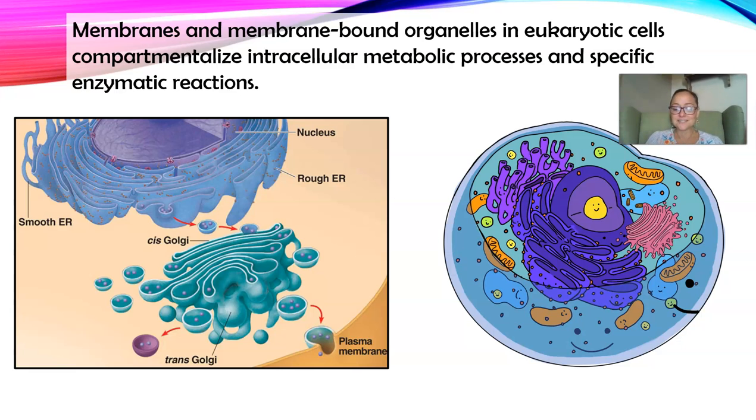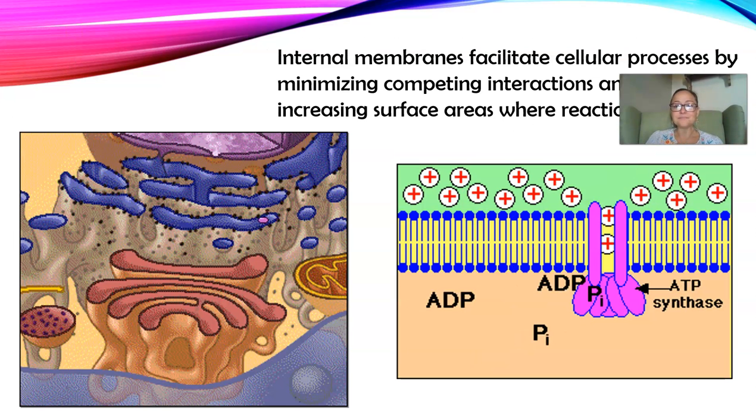make the cell more efficient within, so they can each do their own reactions and not have competing reactions. Can you imagine if the smooth ER is producing lipids, for example, and then the lysosome breaks them down? You would want those different reactions and pathways to be isolated from each other.